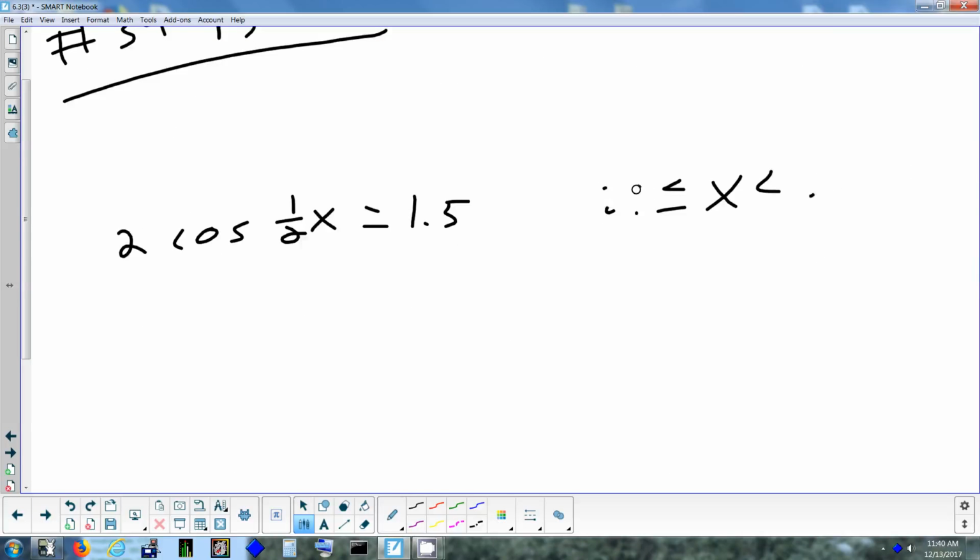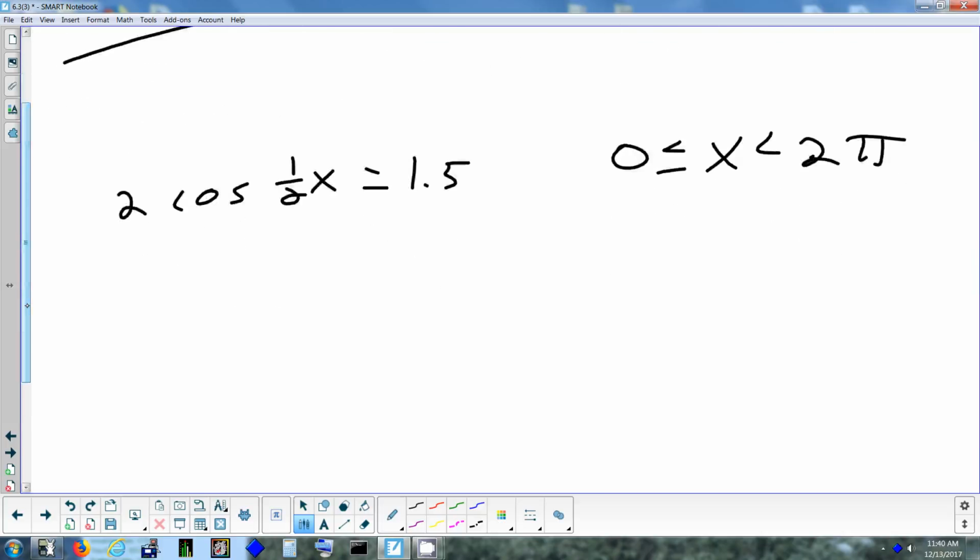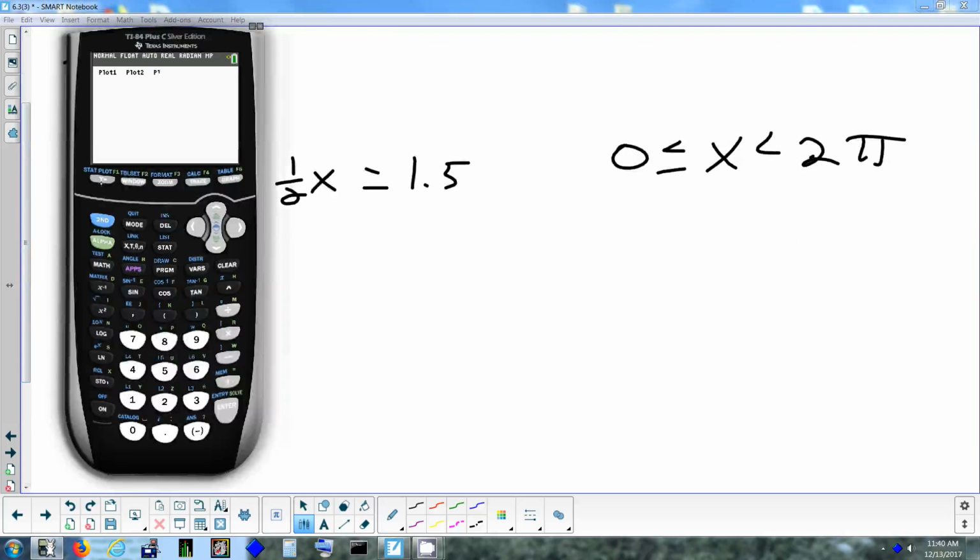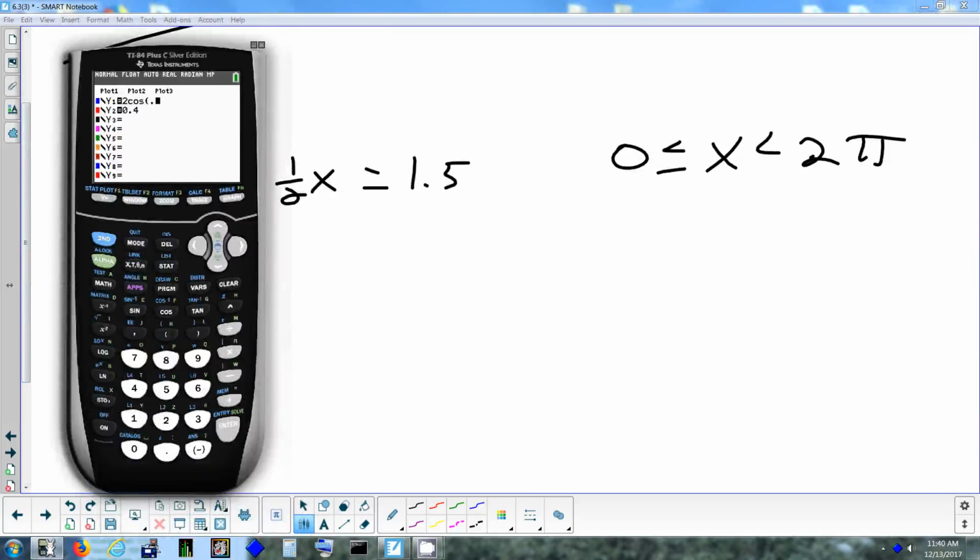Okay, the restriction on this problem is the same as the last one, between 0 and 2 pi. I just wrote it wrong. Right, so Ian, can you tell me how to solve this one graphically? You plug the left side of the equation in one slot and the right side of the equation in the other. Yep. So we've got 2 cosine. For me to type a half, it's easier to just do 0.5 rather than try it as a fraction. And 1.5. Okay, my window is already set from the last problem, so you don't have to change that at all.